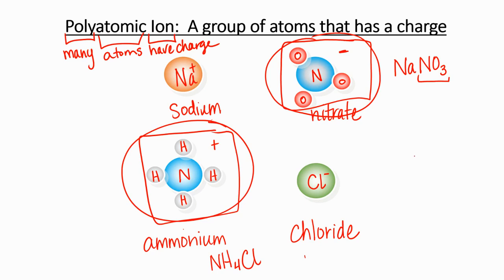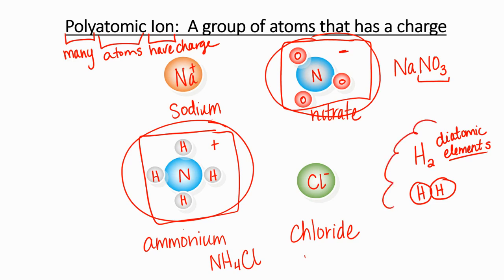What's another non-example? Let's say that you have 2 hydrogen atoms bonded to each other. You have hydrogen in its elemental state. That's actually a diatomic element. And kind of like polyatomic is many atom, diatomic would be a 2-atom element. These elements that like to come in 2s are called diatomic elements. So hydrogen is an example of a diatomic element.